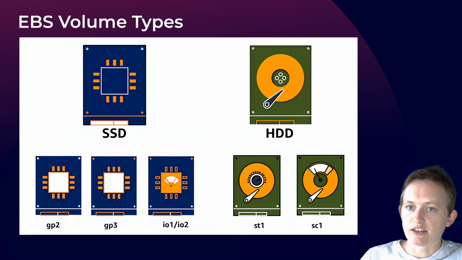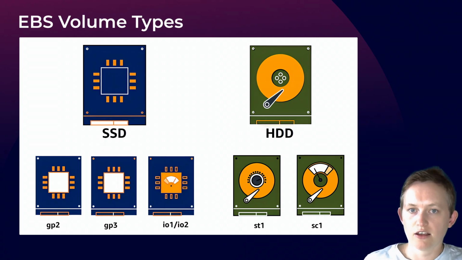Then we have our HDD volumes. HDD volumes store data on spinning magnetic disks known as platters. With HDD volumes, your data is read and written by what's called a read-write head that moves over the disk surface. HDD-backed volumes are designed for your throughput-intensive and big data workloads, so anything that requires a large I/O size and is sequential in nature.